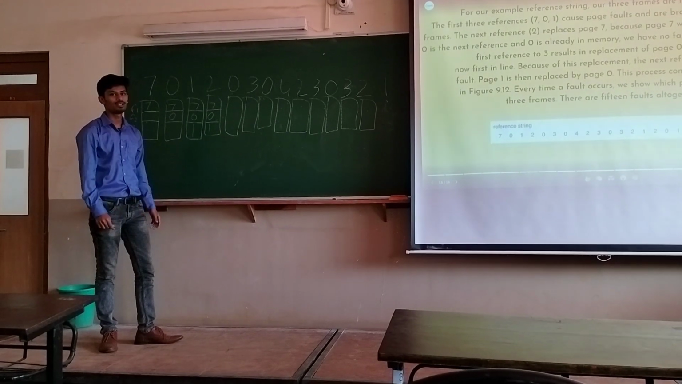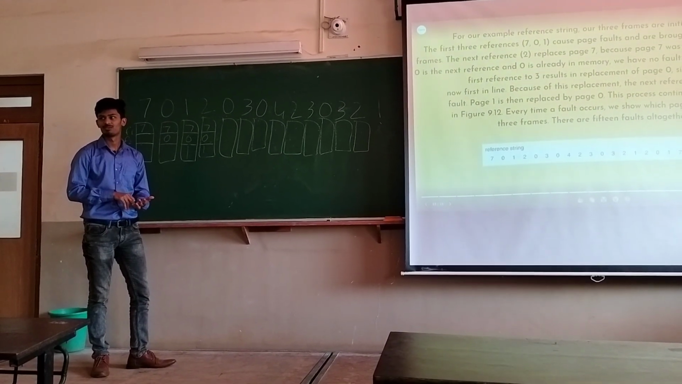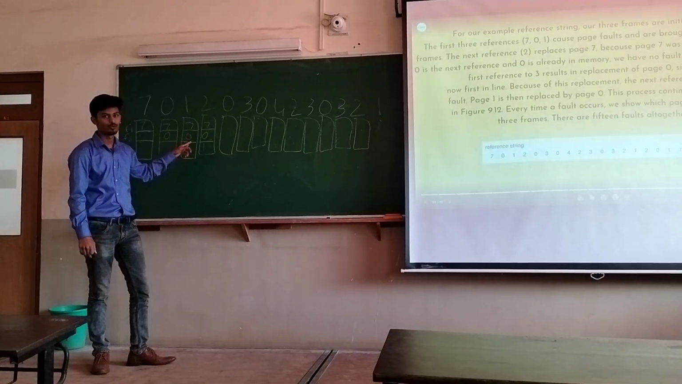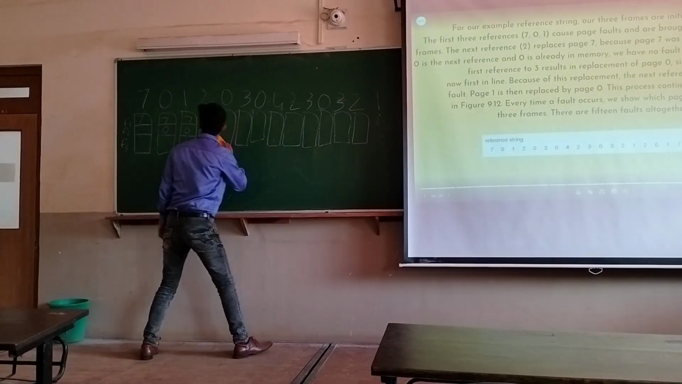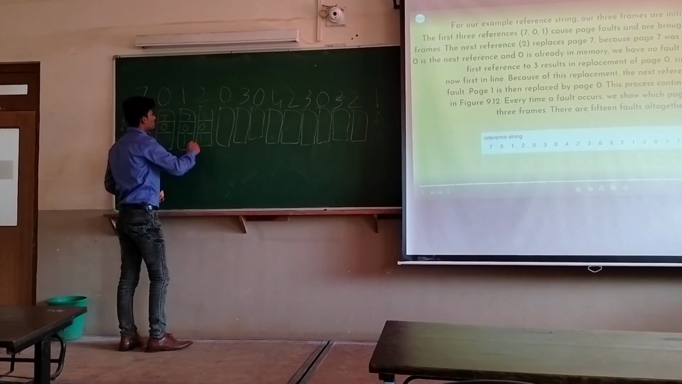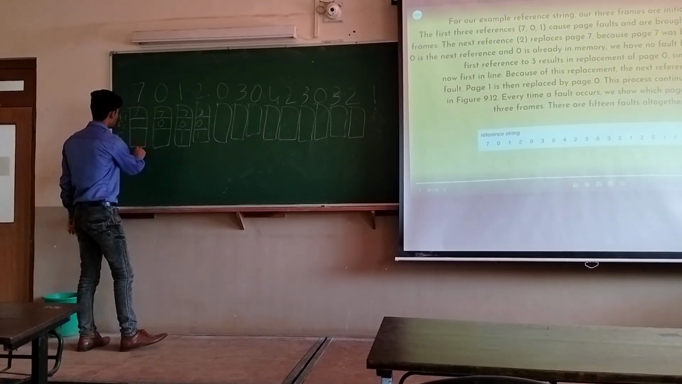So where do we put that 2? The algorithm is First In, First Out. The first one is 7, so we have to take that out first. So it will become 2, 0, 1. All of these are page faults.